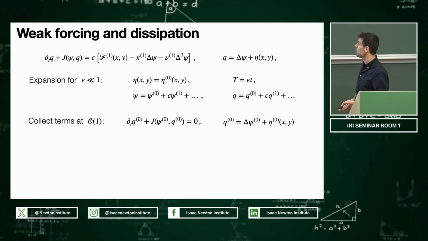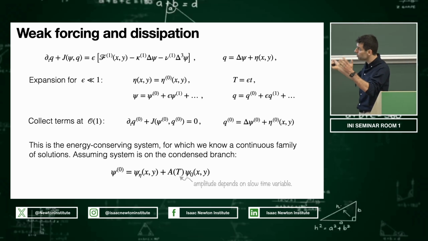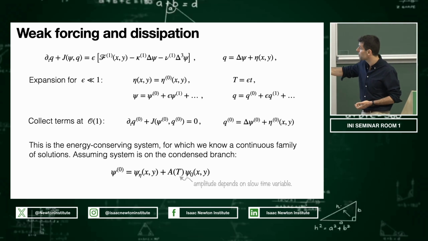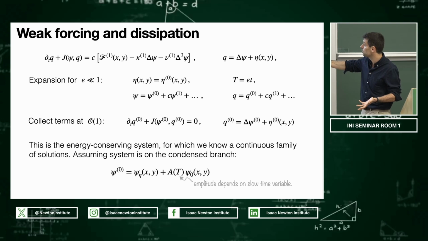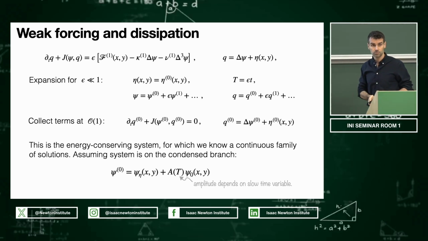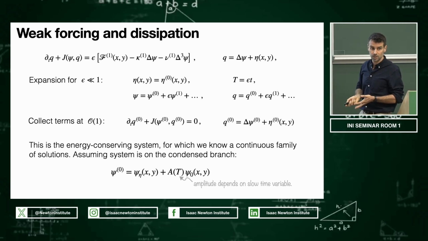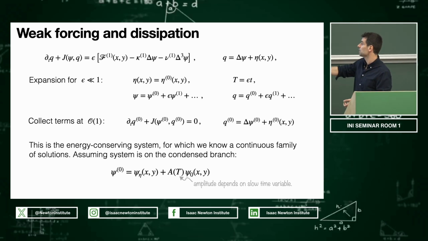But now we know solutions to this problem, right? Using selective decay, we know a continuous branch of solution, and that's the condensed branch of solution. So if we assume for brevity that the system is on the condensed branch, then psi 0 will be the small scale flow psi eta plus some large scale condensate, the amplitude of which is now allowed to depend on the slow time variable, capital T. And I would like to have an evolution equation for this condensate amplitude. So the standard approach would be to go to the next order and write a solvability condition and get the evolution equation for A of T.